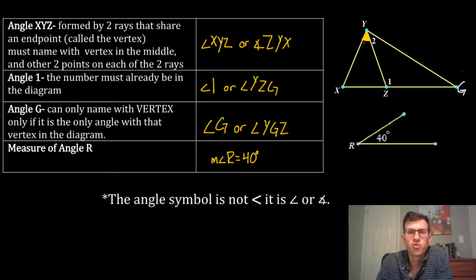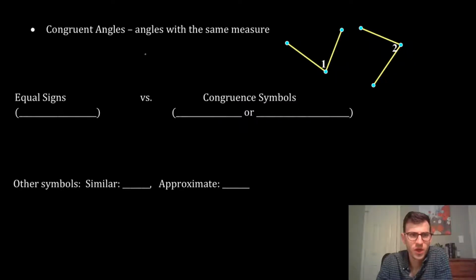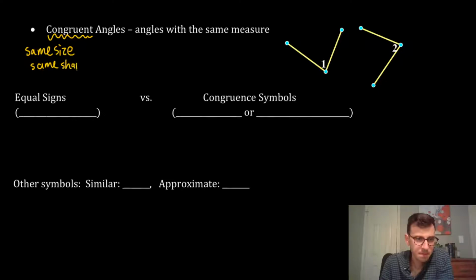Okay, let's talk about congruent angles. Well, what does congruent mean? Congruent is the same size and the same shape. It's kind of like equals for geometry. So for example, if I say angle 1 is congruent to angle 2, I would use a mark like this to say angle 1 is congruent to angle 2. So that is how we show congruency.